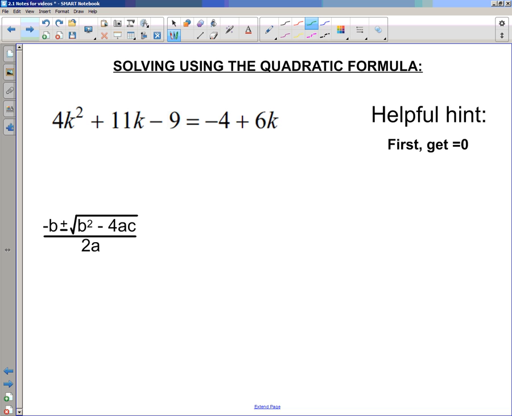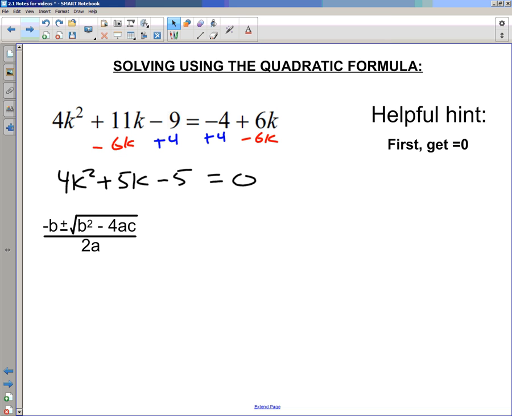All right, let's look at another equation here. Now this one's not in the right form, so we're going to have to do a little bit of work just to get it into the correct form. So I want to get all my k's on the left-hand side here. So I want a 0 on the right-hand side. So I'm going to get rid of this 4 here. This negative 4 will add to both sides. To get rid of that, let's get rid of this 6k here, minus 6k on both sides. All right, and that leaves us with the following equation. 4k squared plus 5k minus 5 equal to 0.